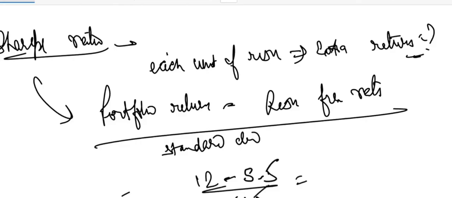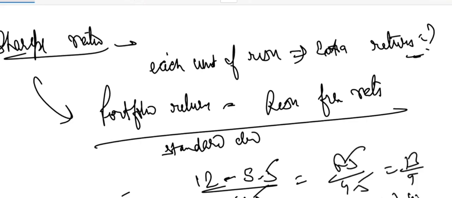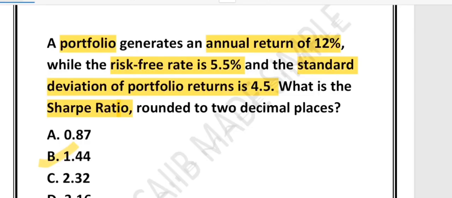So how much would that be? 12 minus 5.5 will give you 6.5, divided by 4.5. That will be 13 by 9. It will be approximately 1.44. Isn't it? 1.44 is the correct answer. Yes, option B is the correct one. So friends, you can think of it like this.